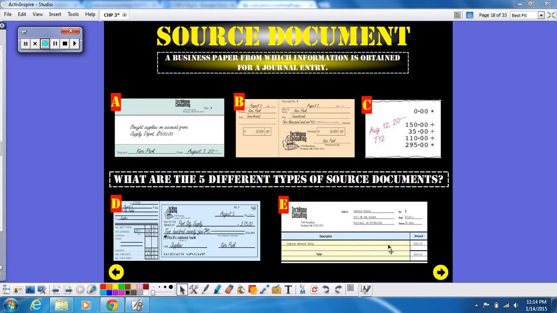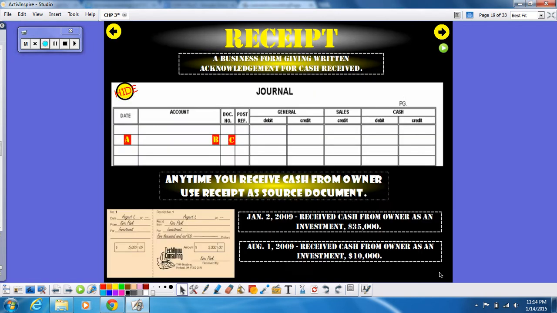Okay, so let's talk about one of them. Alright, the first one we're going to talk about is a receipt. Okay, so a receipt, here's your definition: a business form giving written acknowledgement for cash received. Now here's the number one thing that you need to know. When do I use a receipt? Okay, you use a receipt anytime you receive cash from owner as an investment. So anytime you receive cash from owner, use receipt as your source document.